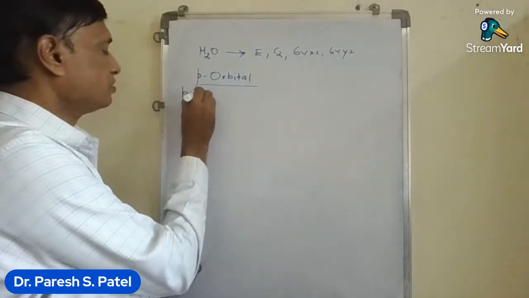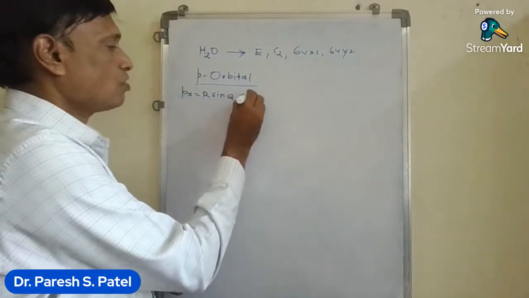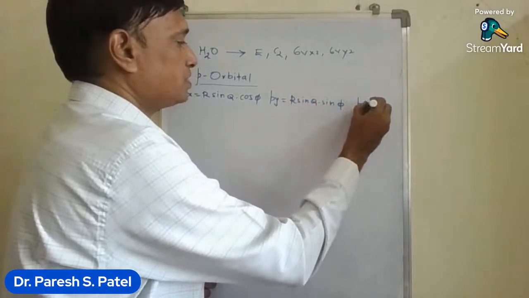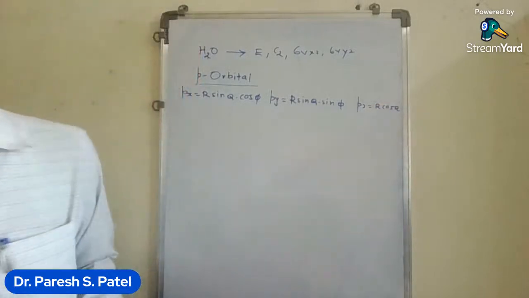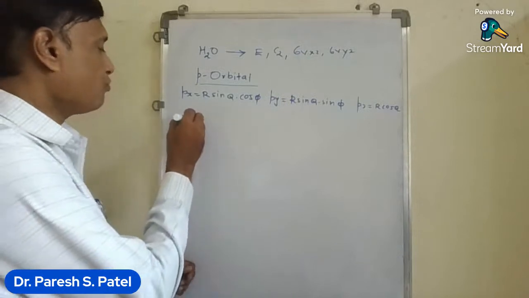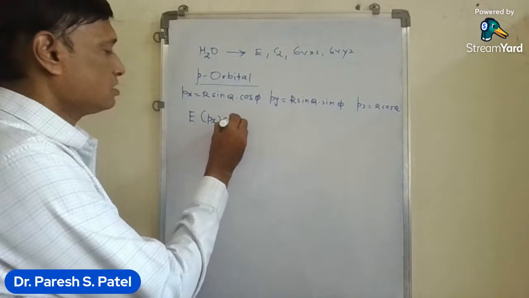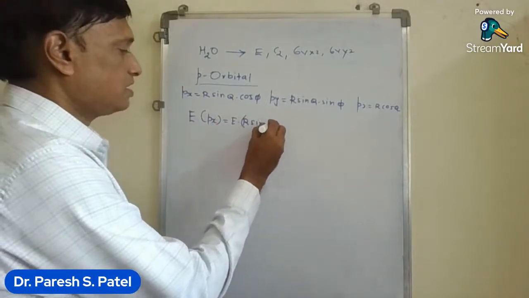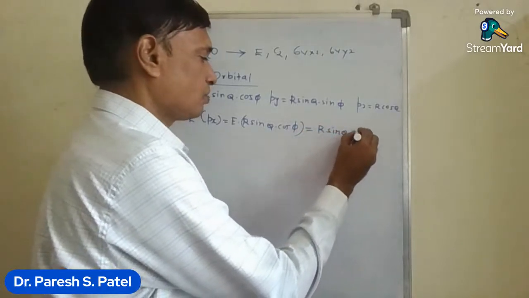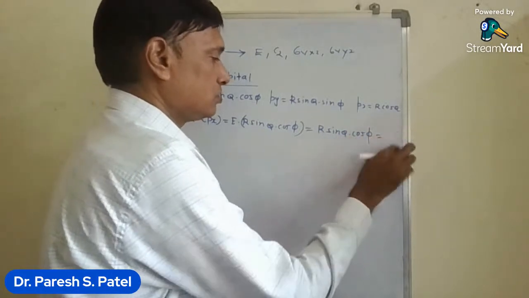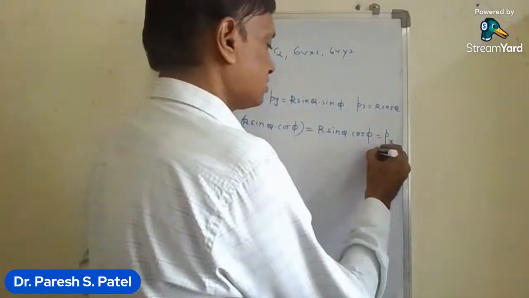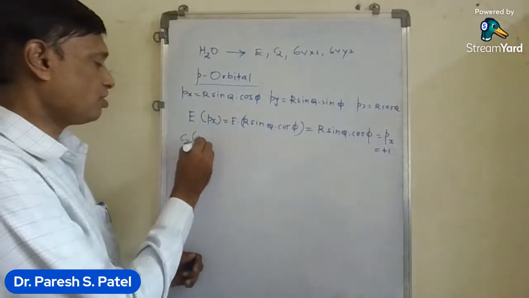Now, p orbitals. What is the role of the p orbitals in the bonding skeletal of the water molecule? We know that px is equal to r sin theta cos phi, py is equal to r sin theta sin phi, and pz is equal to r cos theta. Here theta remains unchanged, while phi changes to pi plus phi. First, for px: E into px is equal to E into r sin theta cos phi. By operating the identity symmetry operation there is no change, so r sin theta cos phi is equal to px. The character is plus 1.